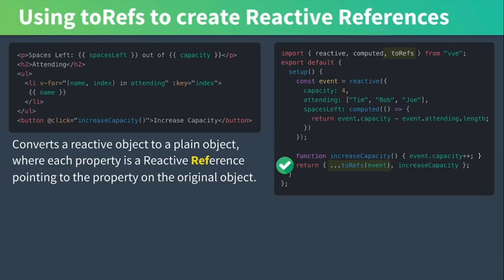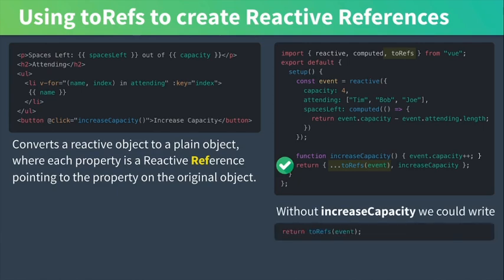I do want to mention though that if I didn't need to expose increased capacity to my template, I could instead simply write toRefs(event). And I wouldn't need to destructure it since it's simply returning a plain object, which is what our setup function is expected to return.